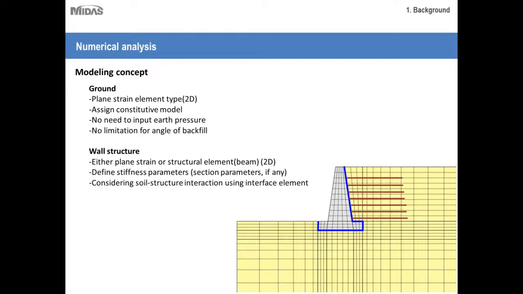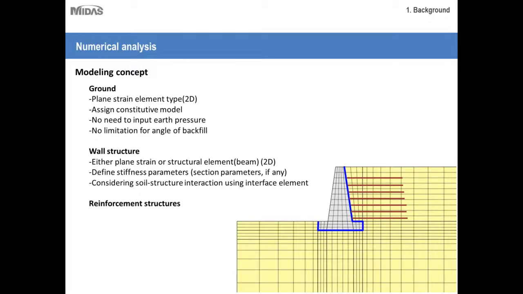And then you have to consider soil structure interaction using interface elements. Now, what is soil structure interaction and what is an interface element, I'll discuss in detail in the third part of this session. But for now, you can just understand it as something like a coating applied on the periphery of the retaining wall which is in contact with soil. So basically, this is your structure, this is your soil, and how the soil will interact with the structure is governed by this dark blue line, which is the interface elements.